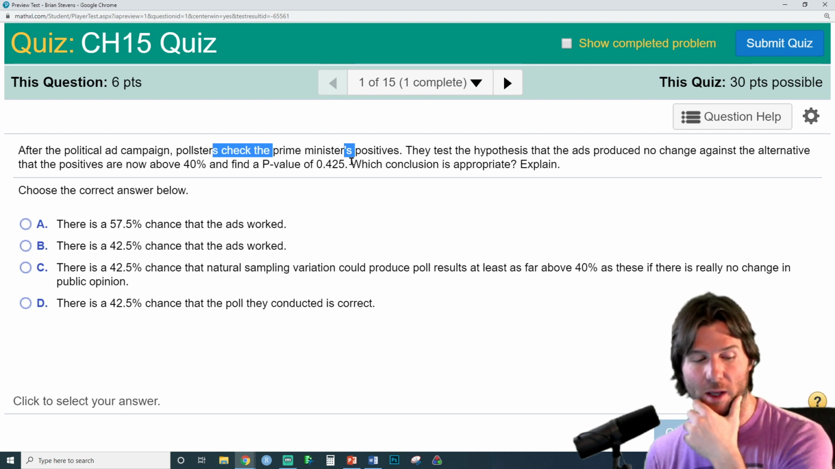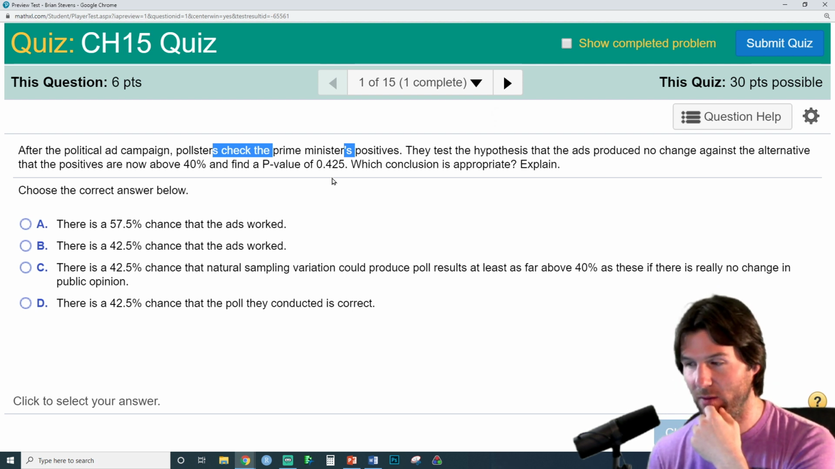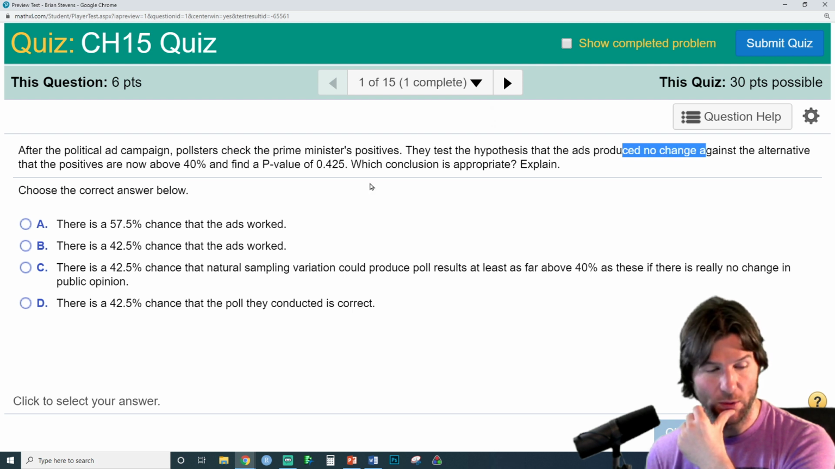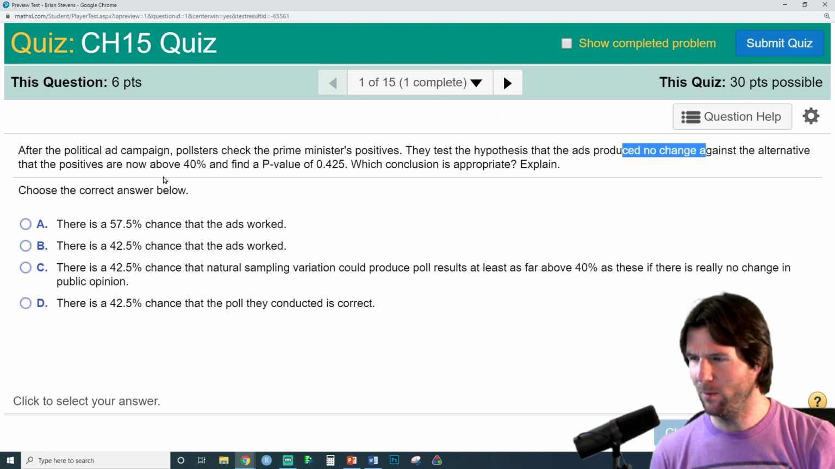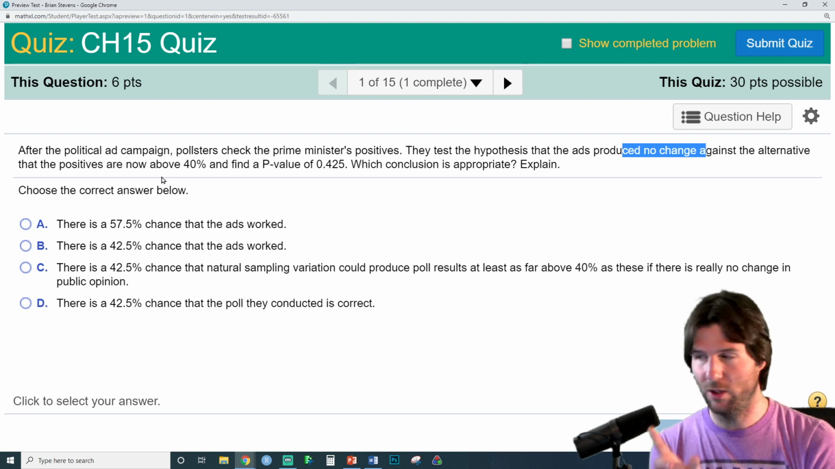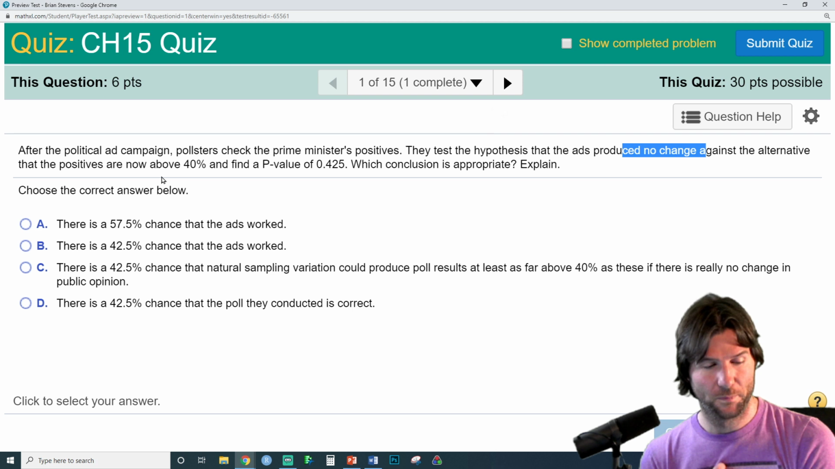After the political ad campaign, pollsters checked the prime minister's positive ratings. They test the hypothesis that the ads produced no change against the alternative that the positives are now above. Okay, so no change would mean that they're currently equal to this. And is this it right here? Am I doing the full question? We can do the criminal jury one next. Well, we got Katie's question, then we'll do that one, Tracy. So, above 40% with a p-value of this.